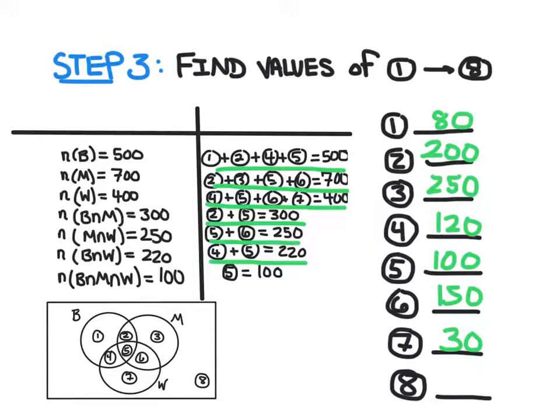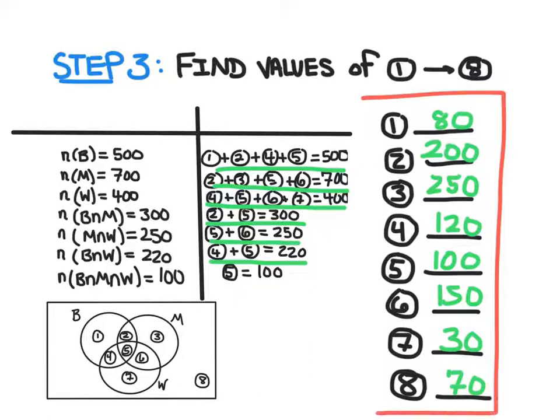Now to find 8, the key is that there were 1,000 people surveyed. So the entire chart here, the universal set, was 1,000, and to find how many people reside outside, meaning how many people went to none of them, I'm going to take 1,000 and subtract 1, 2, 3, 4, 5, 6, and 7. And when you do that, you're going to get 70. Okay, so now I have what I wanted. I have all of my values, and I can proceed to answer the actual question that was asked.